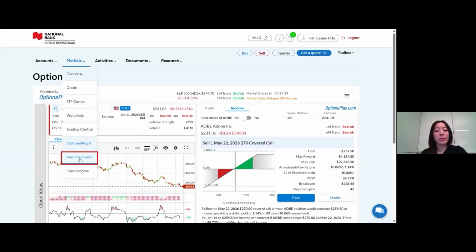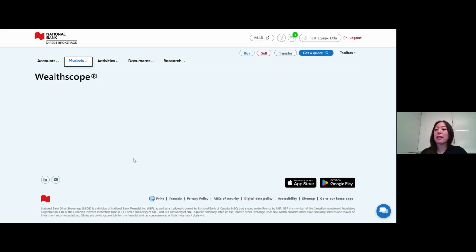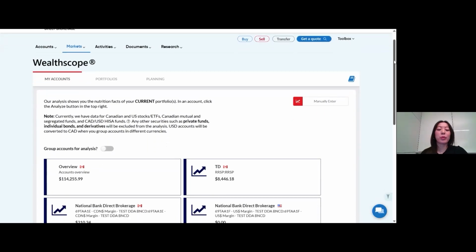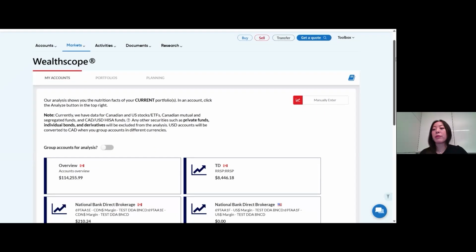Now, the next tool that I want to highlight is the Wealthscope tool. This tool is subscription-based. All the previous tools are free for everyone available on the platform. For Wealthscope in particular, there is a current fee. The fee is $12.99 for the year, but keep in mind that there is a 7-day free trial for those that are interested in Wealthscope, and it's completely optional.